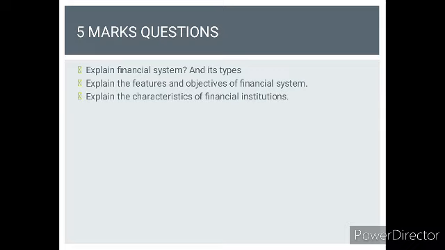If I come back, say explain financial system. You have to explain it with a neat diagram. Like it is having formal and informal, and its types we have 2. One is formal, that is organized, unorganized. Again, in organized we have financial institutions, financial markets, financial instruments, and financial services. Next we have the features and the objectives of the financial system in India.